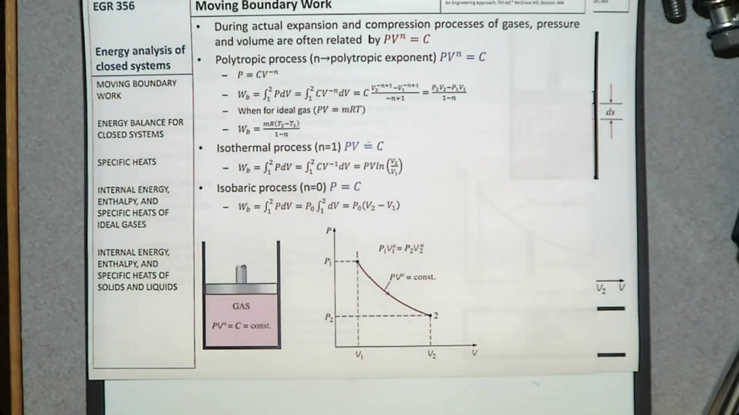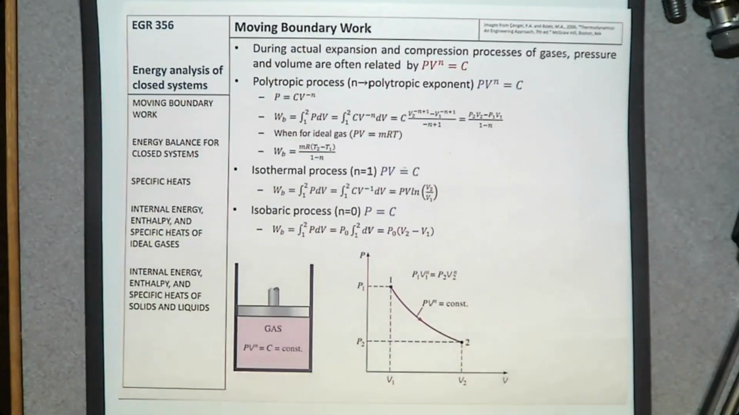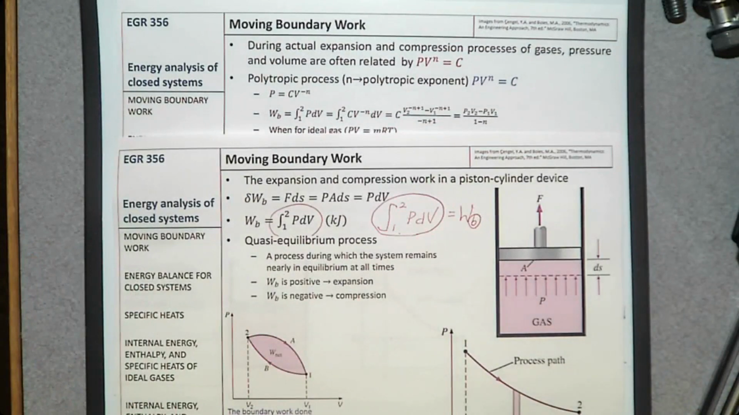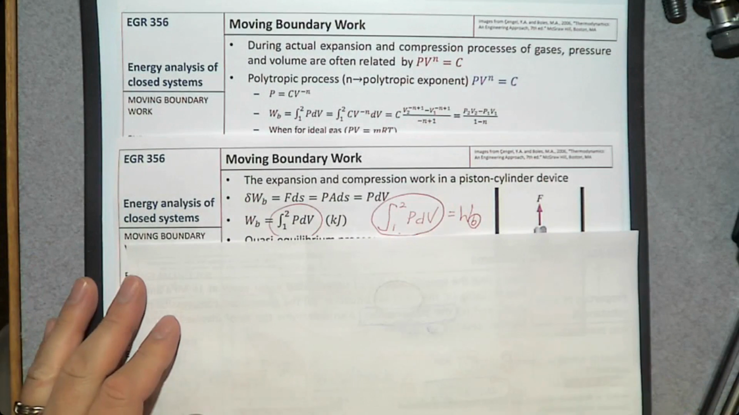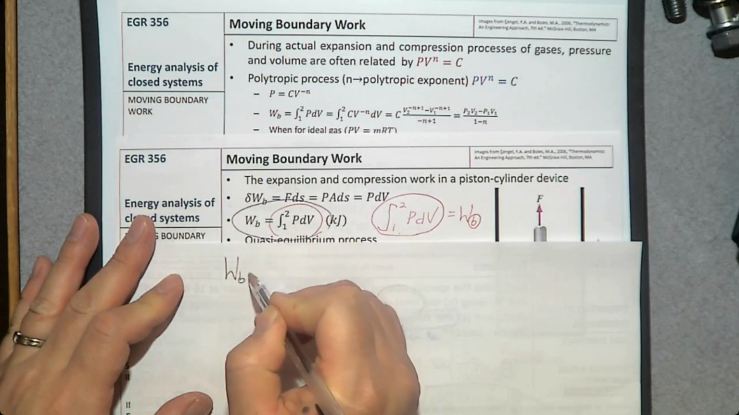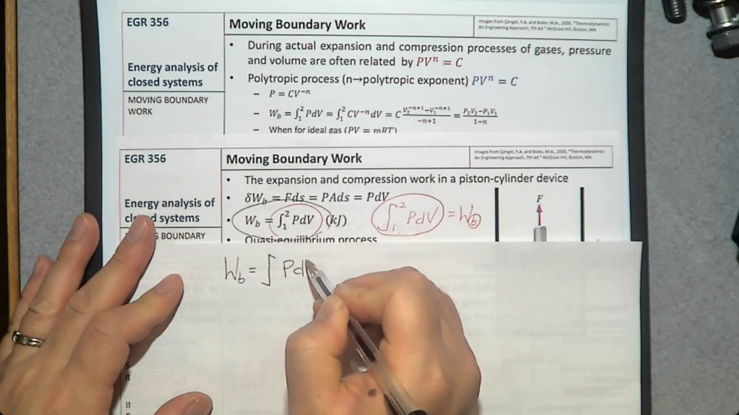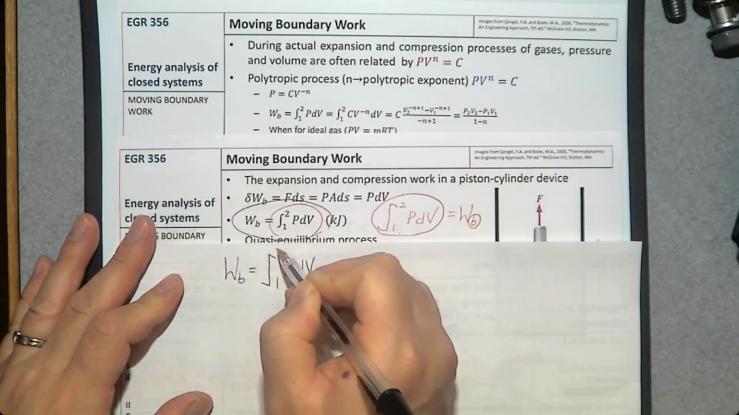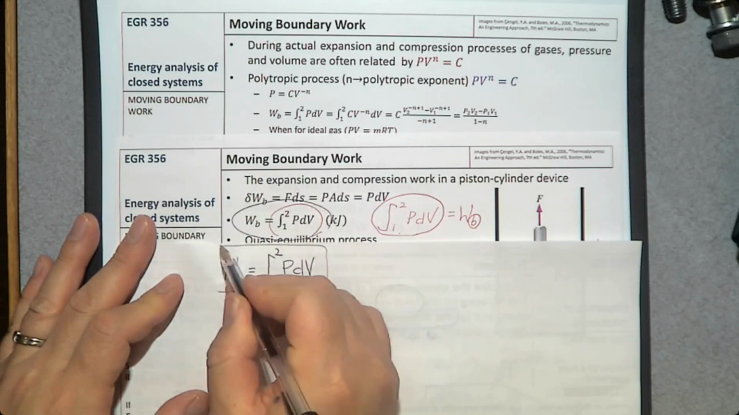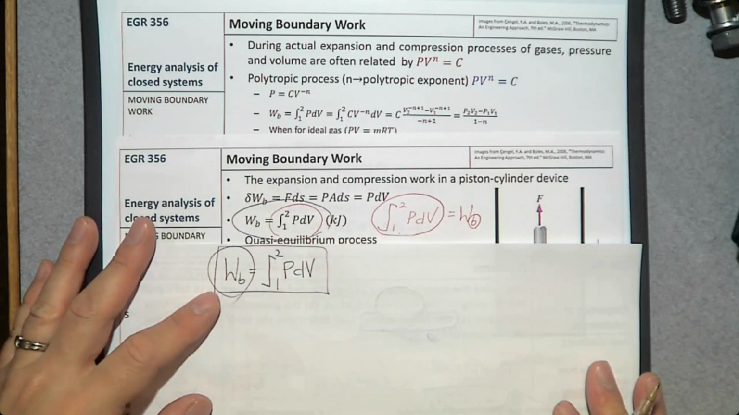These are how to determine WB, moving boundary work. The way we determine moving boundary work is simple. We can just solve this equation. WB, moving boundary work, can be determined by the integral of P over volume from the initial state to the final state. So if you solve it, you get moving boundary work. Simple, right? You like that? You don't like that, right?